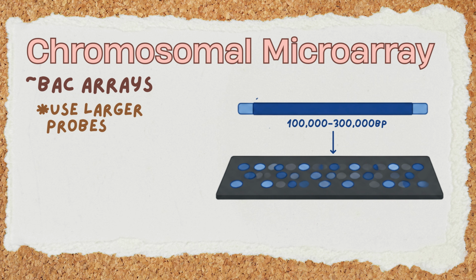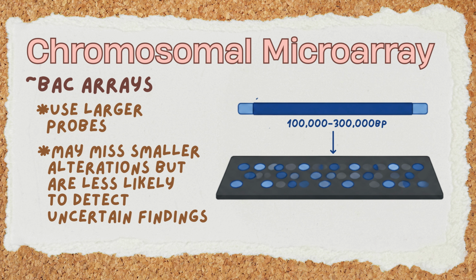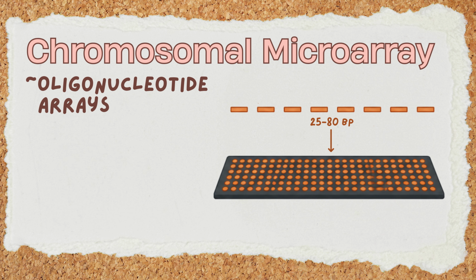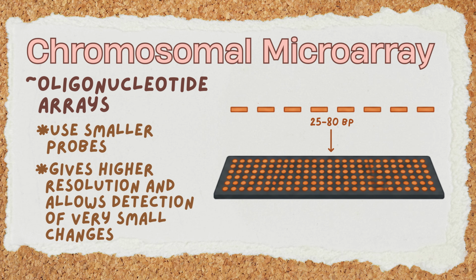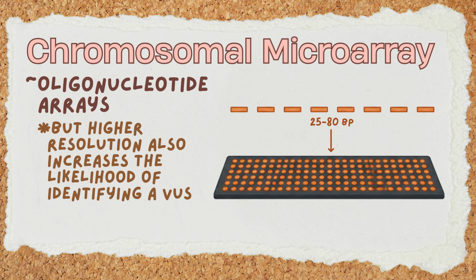Now, within microarrays, probe type matters too. BAC arrays use larger probes, which means they may miss smaller alterations, but are less likely to detect uncertain findings. Oligonucleotide arrays use much smaller probes, giving higher resolution and allowing detection of very small changes. But higher resolution also increases the likelihood of identifying variants of uncertain significance. And this becomes a major counseling consideration.